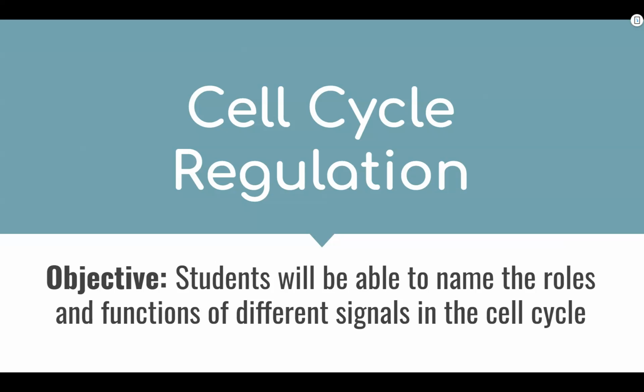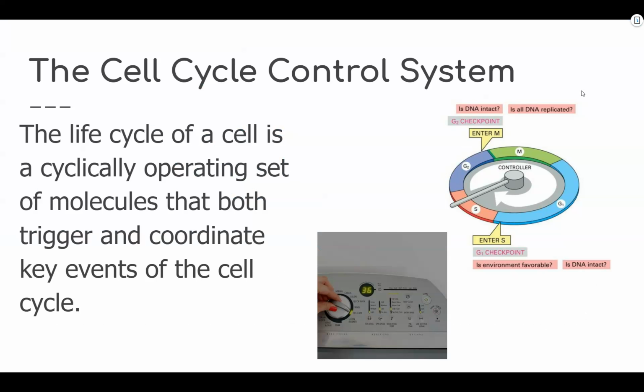So today, my goal for you is to be able to name the roles and functions of different signaling molecules throughout the cell cycle. To start us off, there's a well-known allegory for how the cell cycle is controlled. The life cycle of a cell is controlled by a set of molecules that operate cyclically and trigger and coordinate key events for the cell.